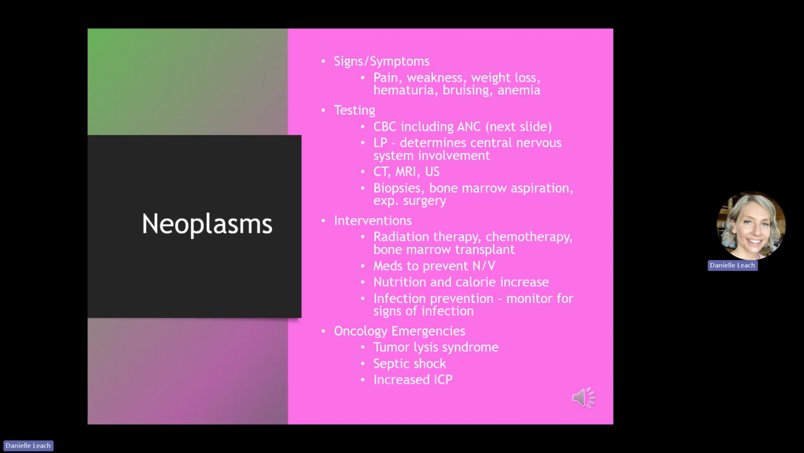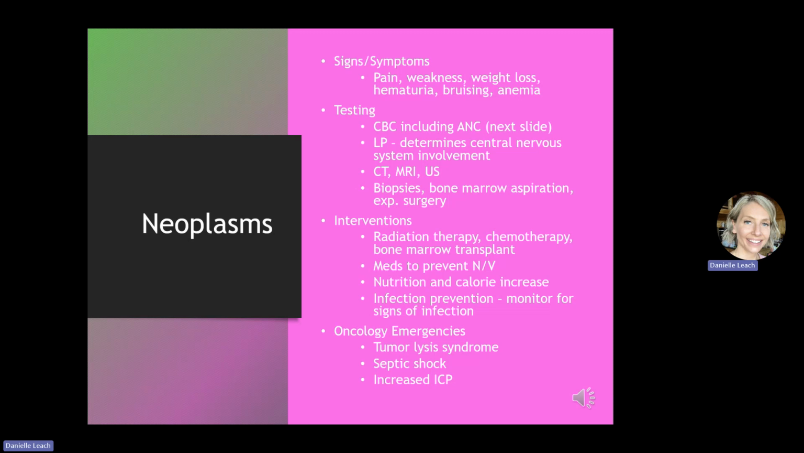We can also do a variety of different scans, such as a CT scan, an MRI, ultrasound, PET scan, all to visualize the tumor. We could do a biopsy of the tumor to see what it is. Is it benign? Is it malignant? Bone marrow aspiration if we believe that the cancer is affecting the bone marrow, and then exploratory surgery. Interventions: radiation therapy and chemotherapy could be prescribed, which we will talk more about, and also a bone marrow transplant.